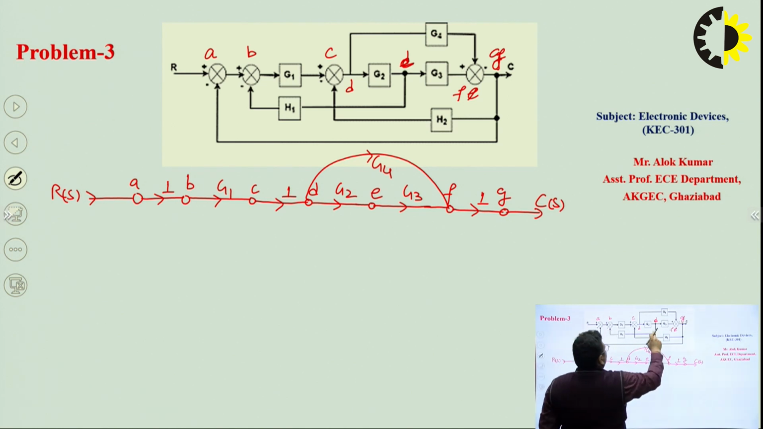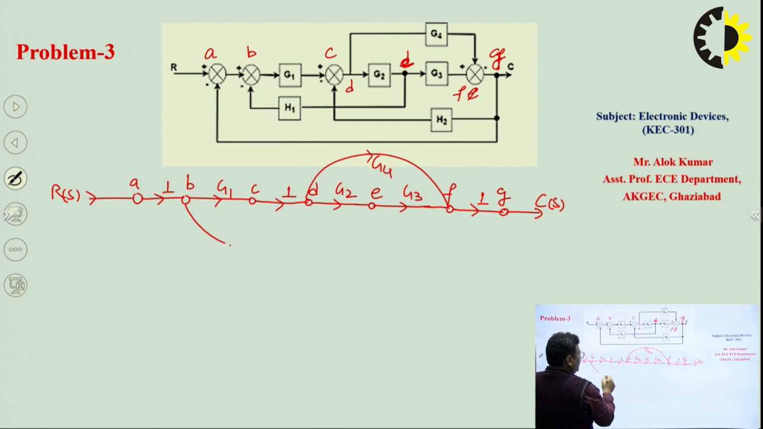So here we can show this is G4, this is in the forward direction. Then one feedback is coming from node E to node B. So in this direction we can show, and because this feedback is negative, we can show here it is minus H1.